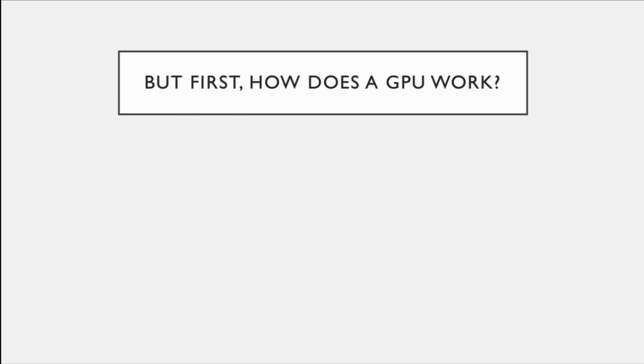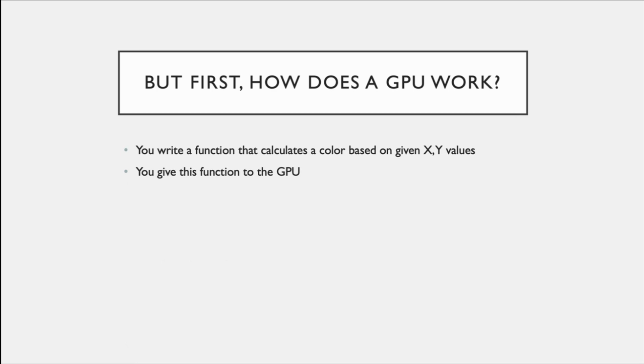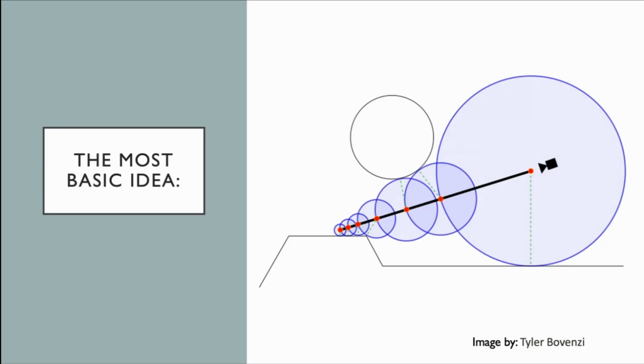But first, how does a GPU work in the simplest form? You write a function that calculates a color based on a given XY value. The GPU takes that function and calls it on every pixel on your screen and then assigns the color back to that pixel. And that's why it's super fast, because it runs everything at once. So it's like you did one calculation. Pretty simple stuff, right?